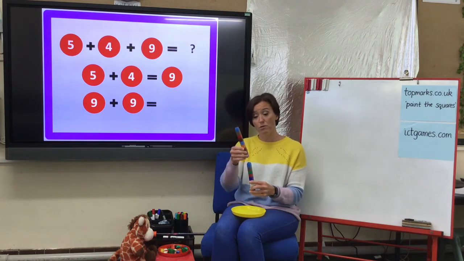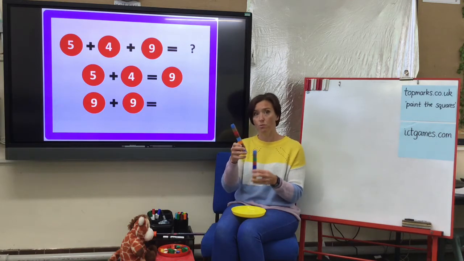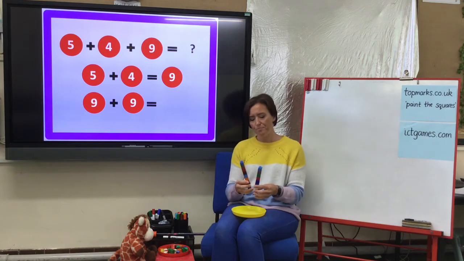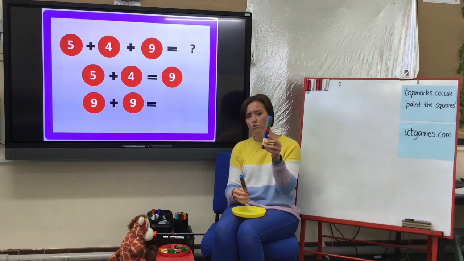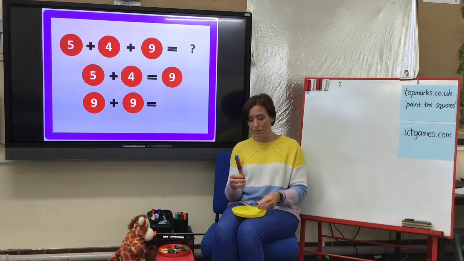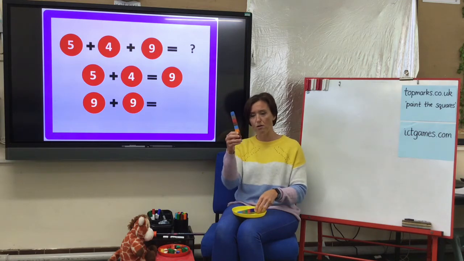Now, I could put them together to make one big tower and then count them all up one by one. That would be fine. I think we could do this a little bit quicker. Okay, so I know that in one of those towers, I've already got 9. So I'm going to start my counting from 9. So I'm going to put 9 into my head and then I'm going to count on my other tower.